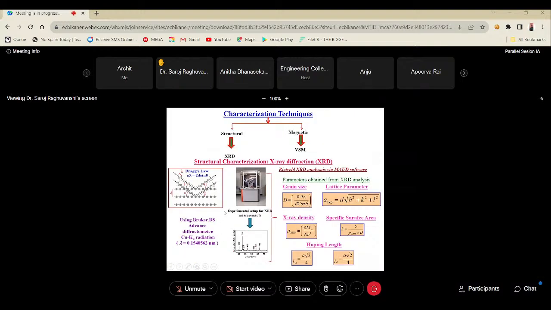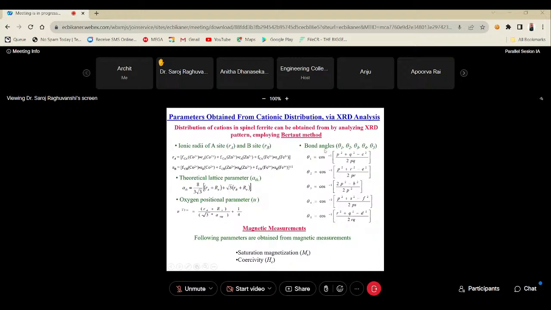Now XRD and VSM measurements were used to characterize the prepared samples. These are the pattern distributions. The prepared samples were analyzed using the Rietveld method, and these are the parameters which are very useful to study the structure of the crystal, which can be calculated by the Rietveld method. Using the magnetic measurement, I have calculated saturation magnetization and coercivity.